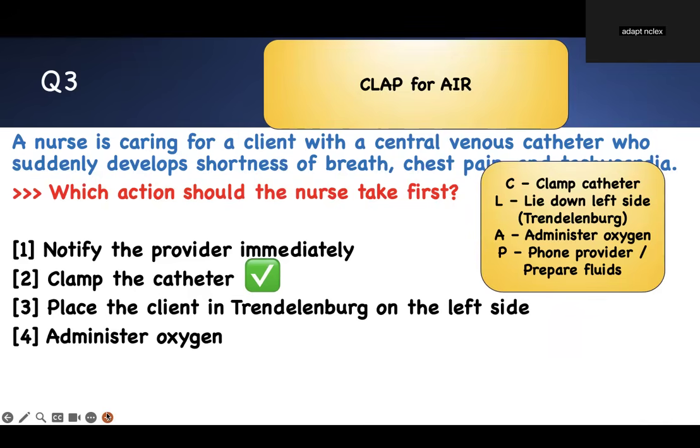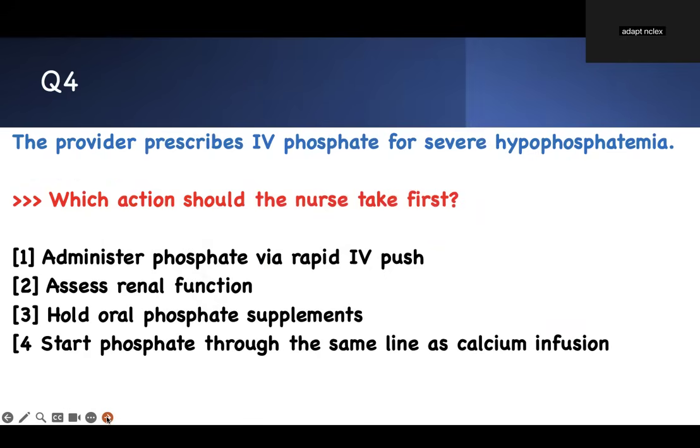You have to be able to pick the buzzword and know the diagnosis. Number 2 is your right answer. The provider prescribed IV phosphate for severe hypophosphatemia. That means low phosphorus. Which action should the nurse take first?